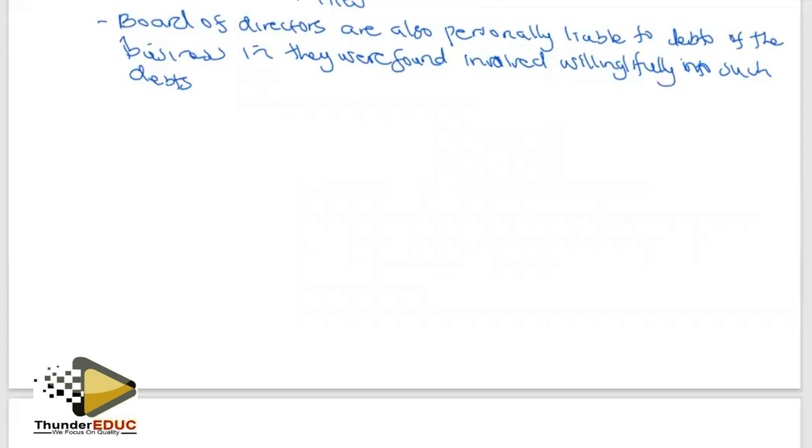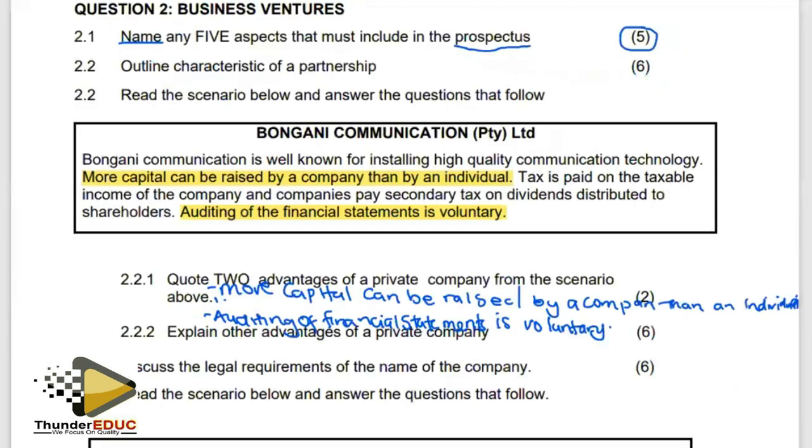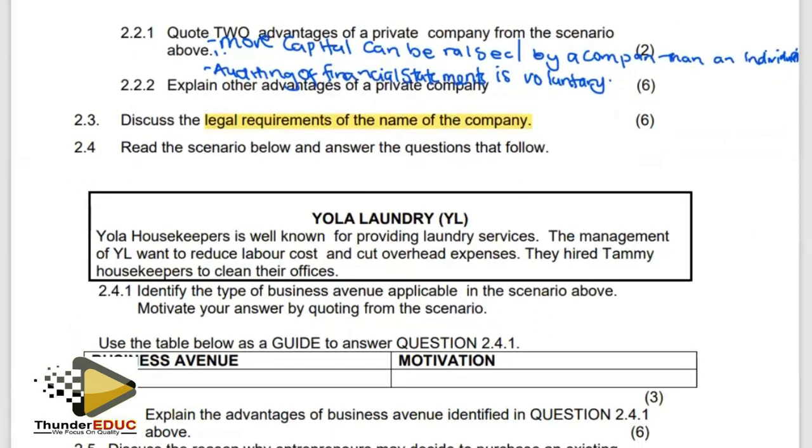Let's look at another part of the question paper. Another part says to discuss the legal requirements of the name of the company. Legal requirements of the name of the company is the most important in this question here.